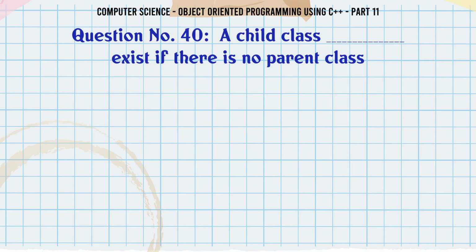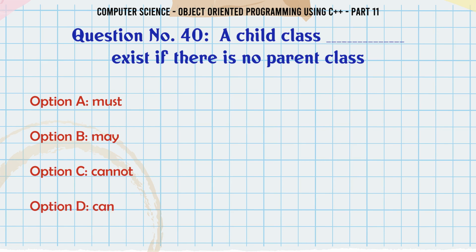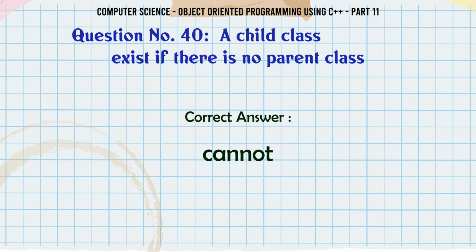A child class exists if there is no parent class. A. Must. B. May. C. Cannot. D. Can. The correct answer is cannot.